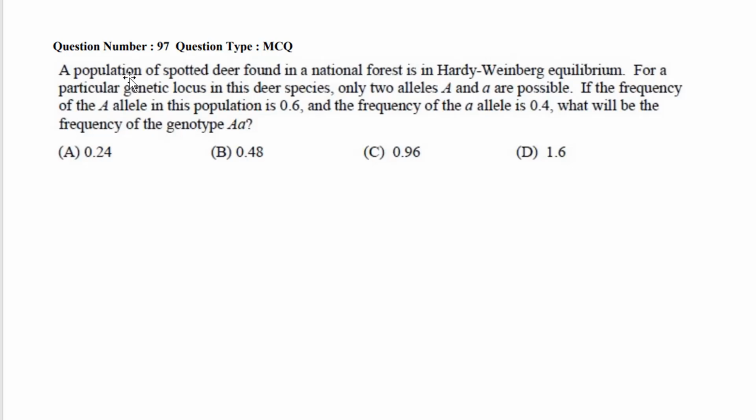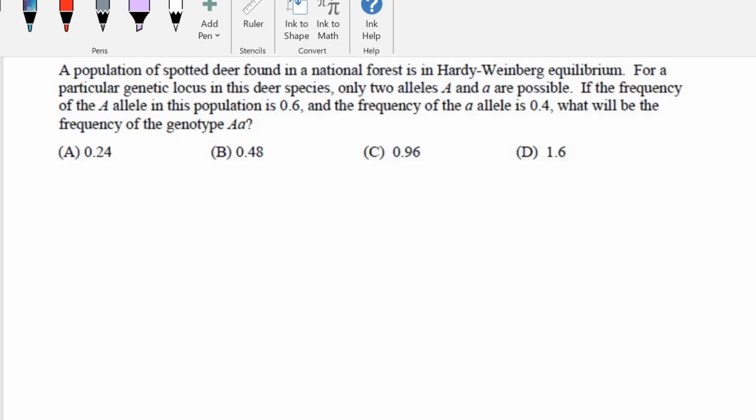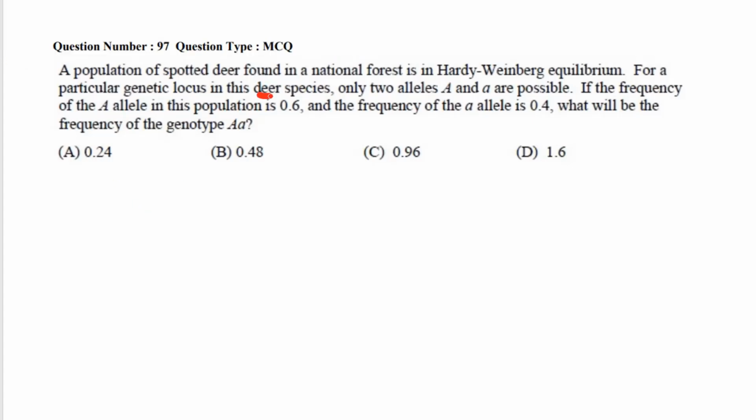A population of spotted deer found in a national forest is in Hardy-Weinberg equilibrium. For a particular genetic locus found in this deer species, only two alleles, capital A and small a, are possible. If the frequency of the capital A allele in this population is 0.6 and the frequency of small a is 0.4, what will be the frequency of the genotype capital A small a?